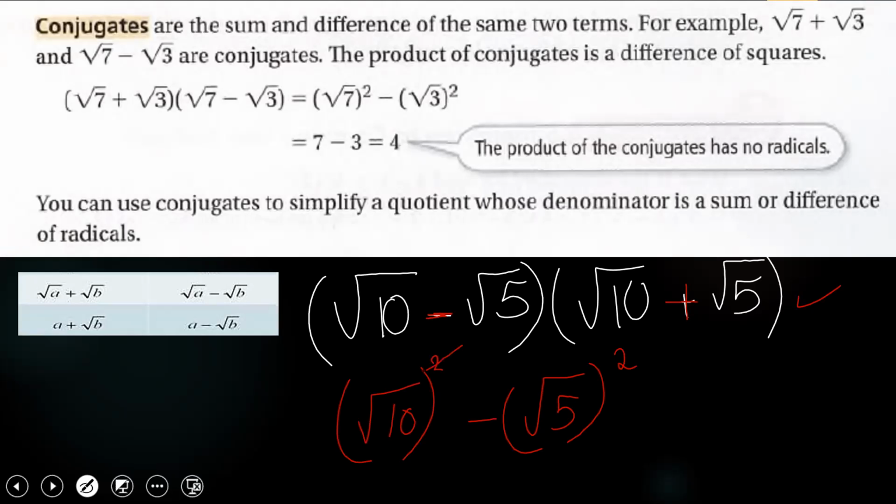Then the square cancels the square root, so we have 10, minus the square cancels the square root, so we have only 5. So we say 10 minus 5, which is 5.